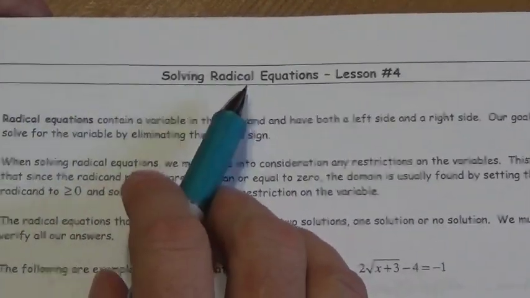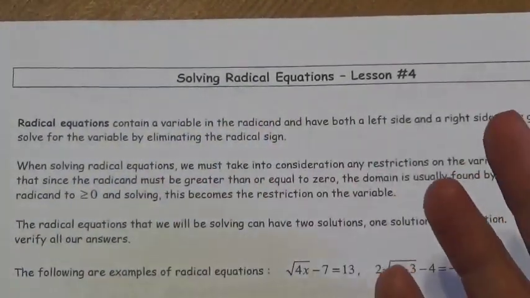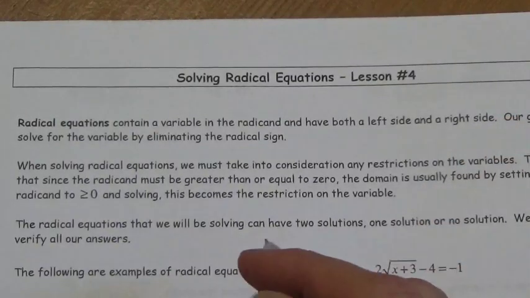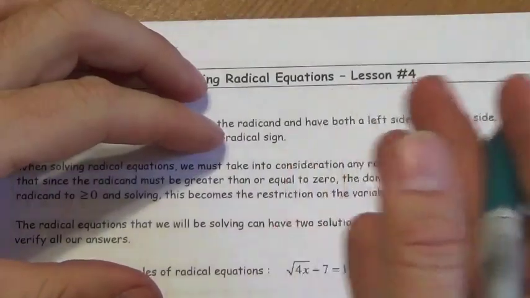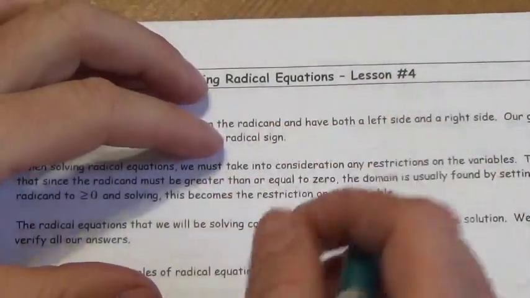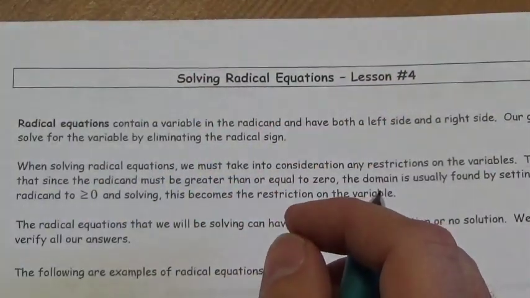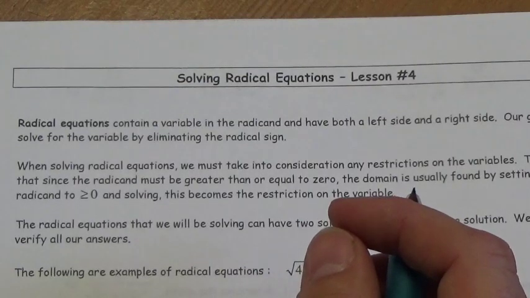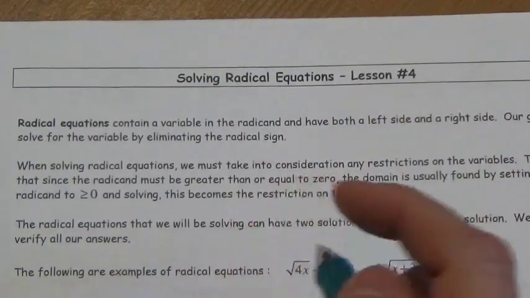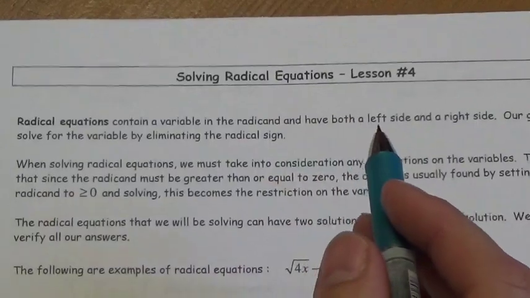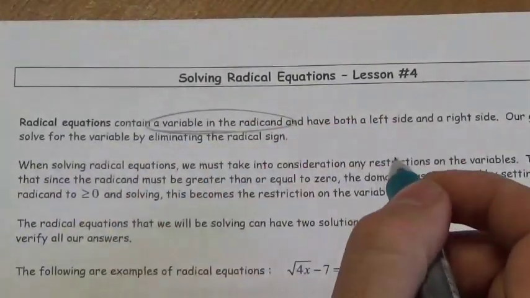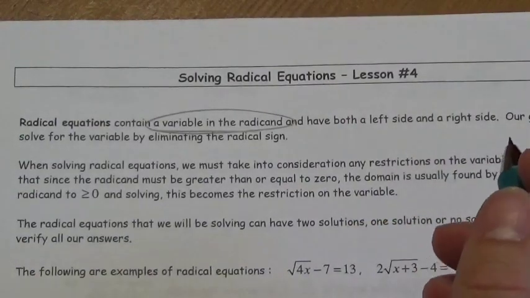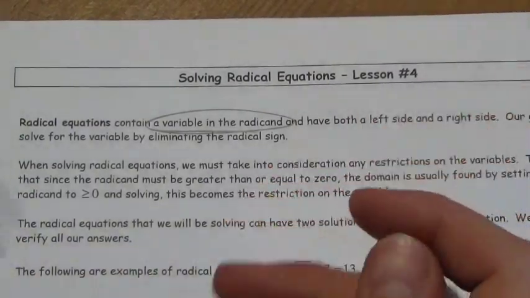equations. Now, our equations typically get named based on where the variable is. So if you've got, for example, a trig equation, that usually means that you've got an x or a variable inside a trig function. If it's a rational equation, that usually means that the variable is in the denominator. And so here, when we've got a radical equation, what we mean by that is that the variable is in the radicand.